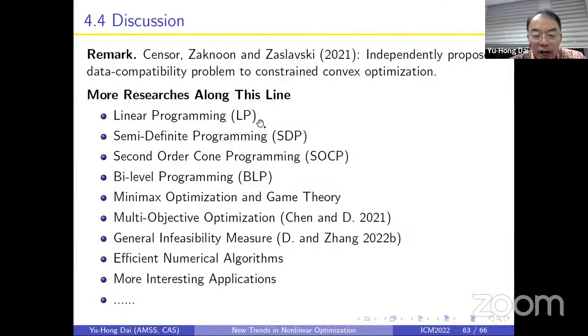And I also have to remark that Censor and others independently proposed the so-called data compatibility problem for convex optimization. And actually we can work a lot on optimization with least constraint violation here. We can consider LP, SDP, SOCP, and many others.